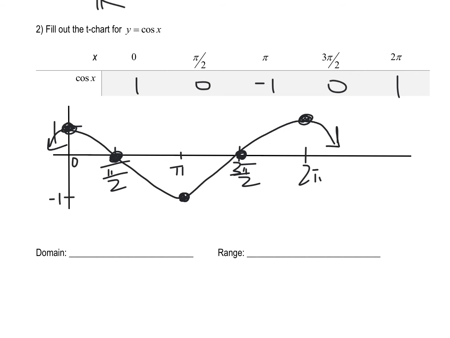Okay, again, domain, -infinity to +infinity, or all reals. I believe MyMathLab asks you to just check the option all reals. I think that's how it has it. And then the range is the exact same. It bounces between +1 and -1, and it just continues doing that forever. So again, bracket, -1, 1.